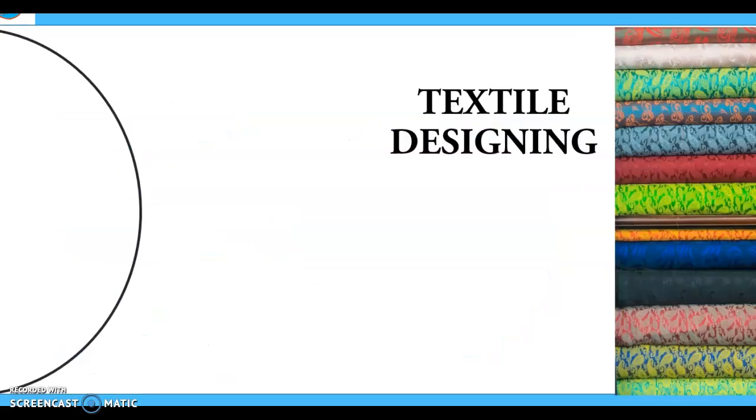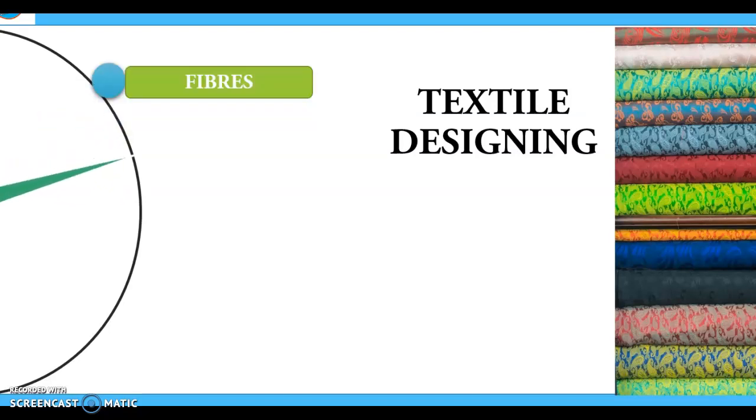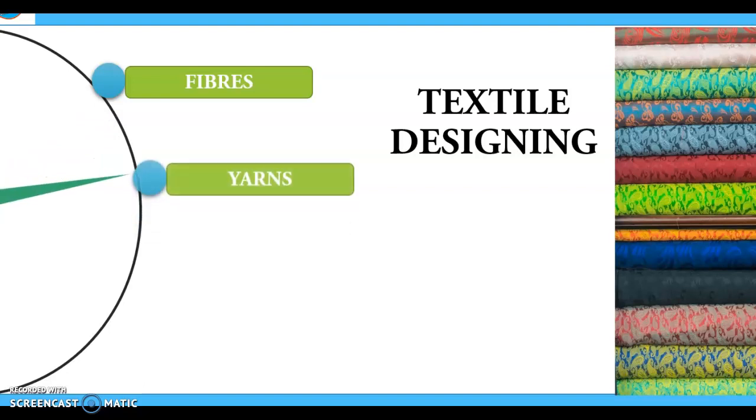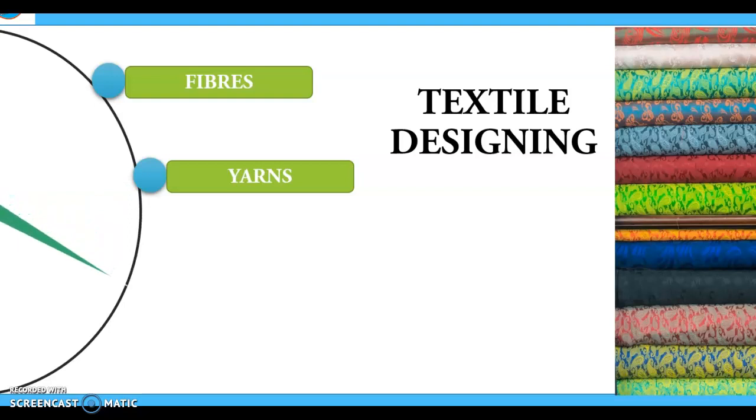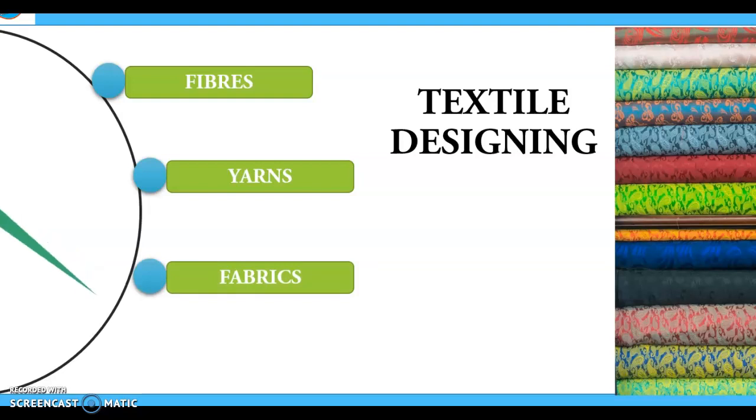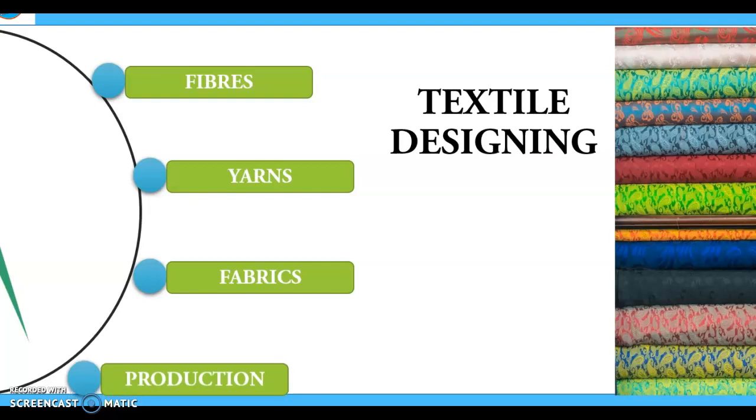Next is textile designing. In the textile designing subject, we will deal with the fibers, which are the fundamental unit of textiles. Next we will study about the yarns, which are manufactured from the fibers, and the yarns are converted into fabrics. So in textile designing, we are studying about the fibers, yarn, fabrics, and various manufacturing processes and the properties of these elements. The fiber, yarn, and fabrics are the components of textile designing.